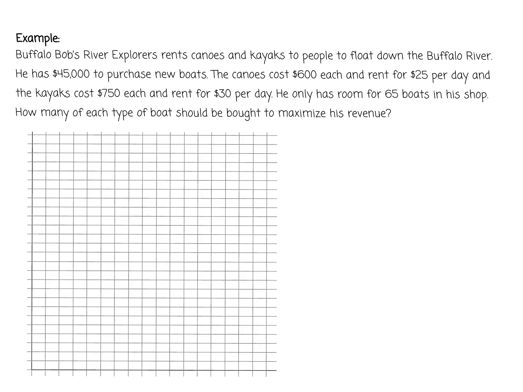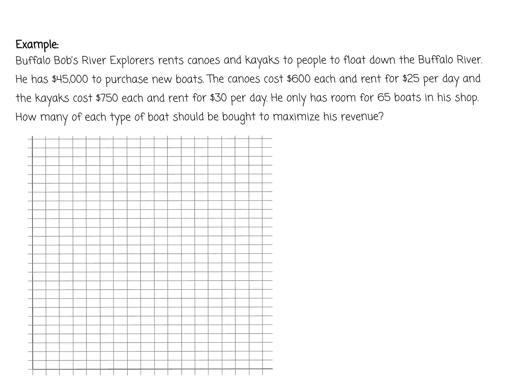In our second example, we have that Buffalo Bob's River Explorers rents canoes and kayaks to people to float down the Buffalo River. He has $45,000 to purchase new boats. Canoes cost $600 each and rent for $25 per day, and kayaks cost $750 each and rent for $30 per day. He only has room for 65 boats in his shop. How many of each type should be bought to maximize his revenue? So I'm going to let x be my number of canoes and y be the number of kayaks.